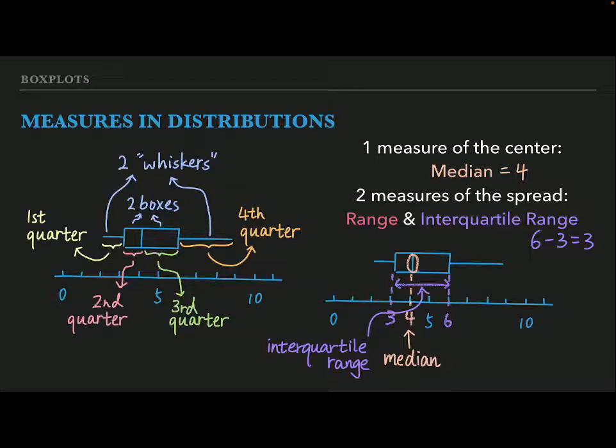What about the length of the whole box plot? The graph starts at the smallest value and goes all the way to the largest value. So the length of the whole plot is just the range of the distribution. In this case, the box plot is from 2 to 9. So the range is 9 minus 2, which gives 7.